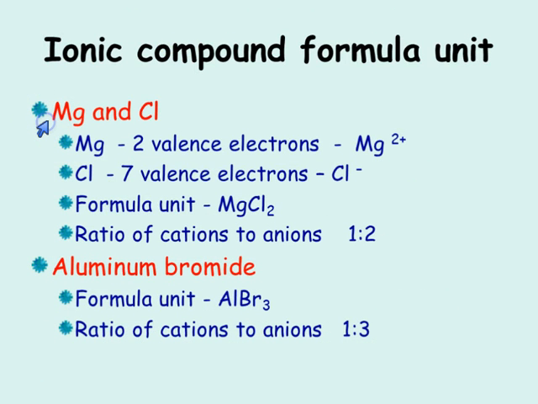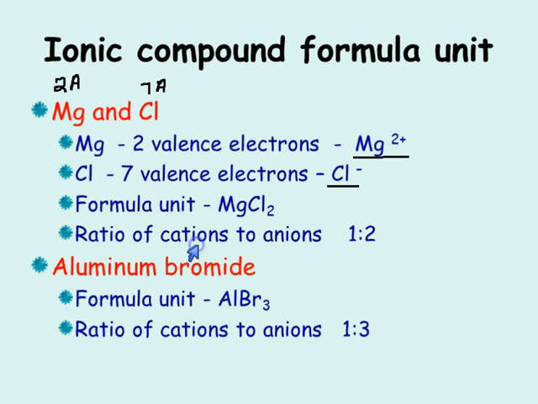So let's look at a couple of examples of formula units. Magnesium is in group 2A, so therefore it's going to lose 2 electrons and form Mg2+. Chlorine is in group 7A. It's going to gain 1 electron and form Cl-. So for every 1 electron magnesium loses, it's going to need 1 chlorine. Since magnesium loses 2 electrons, it's going to need 2 chlorines. So the formula unit is MgCl2.